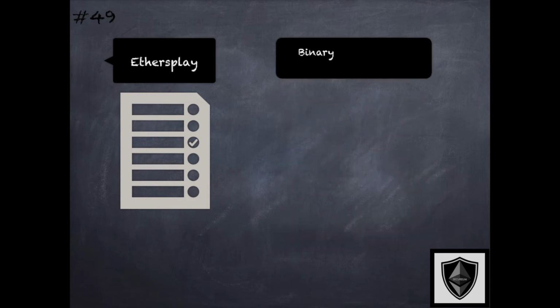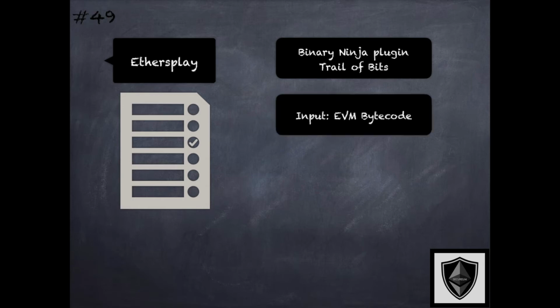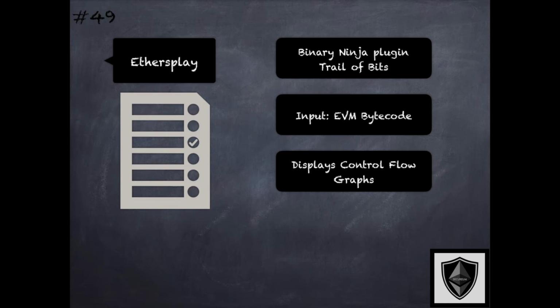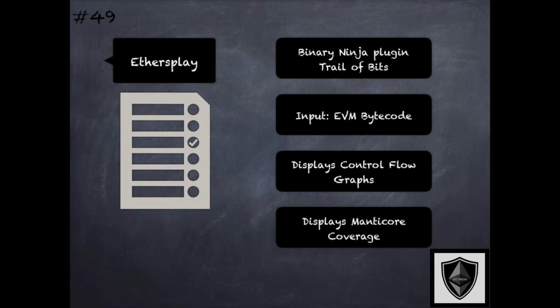Ethersplay is a Binary Ninja plugin from Trail of Bits that enables an EVM disassembler and related analysis tools. For those who aren't aware, Binary Ninja is a widely used extensible reverse engineering platform which can disassemble a binary and display it in various ways. So Ethersplay effectively extends that to work with EVM bytecode. This takes EVM bytecode in raw binary format as input and generates a control flow graph of all functions. It can also be used to display Manticore's coverage.